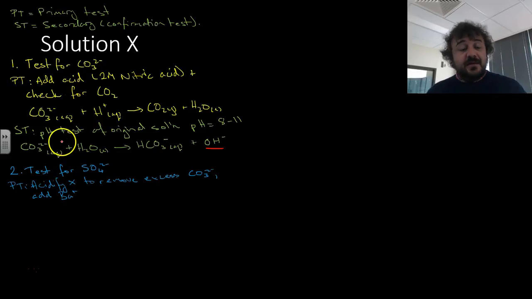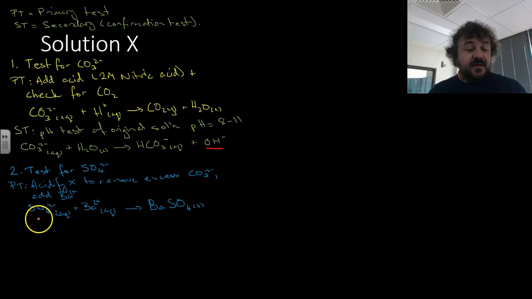Test for sulfates. This is the next one we do. So we acidify X, that's solution X, to remove the excess carbonate. It's important. So we just add extra acid to remove that, and then we add barium. Once we've removed the carbonate to get rid of false positives, if we add barium ions, so barium chloride, whatever, you'll get a sulfate plus barium.